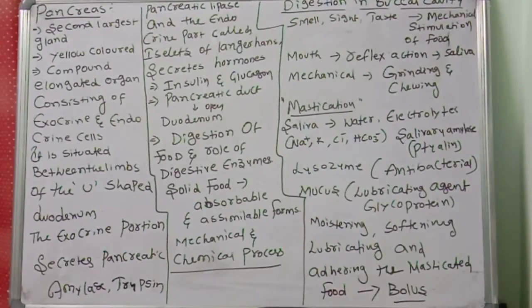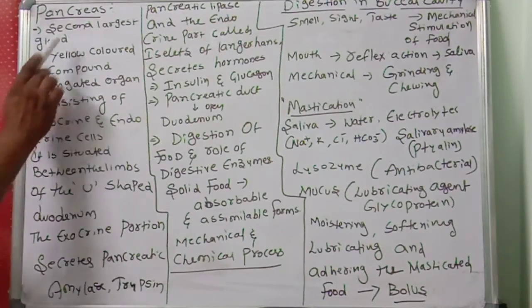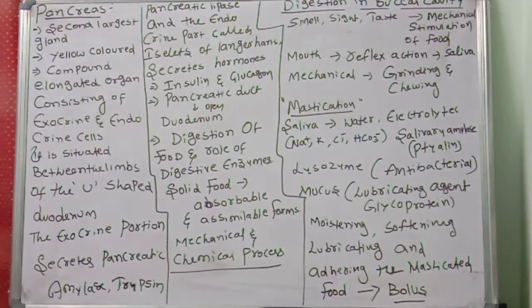Okay, good morning children. Today we are going to discuss another gland. What is that gland? Pancreas. The pancreas is the second largest gland. We discussed the liver, right? The next one is the pancreas.